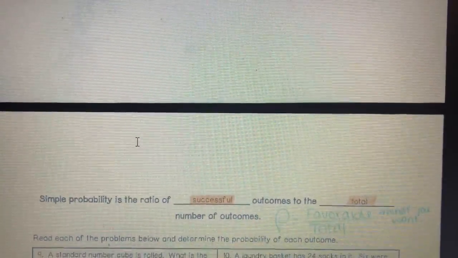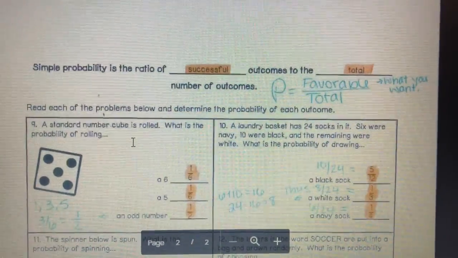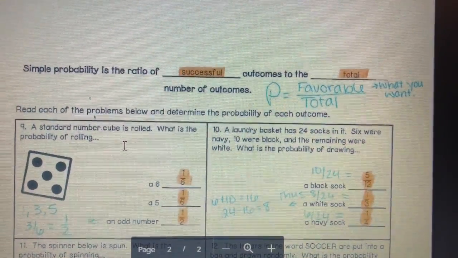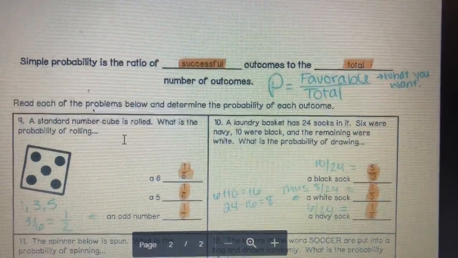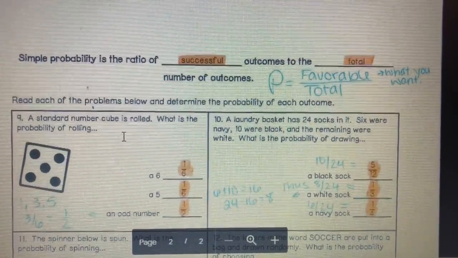On the back page of your notes, and you don't need to print these out or anything, you just need to read through them and kind of know what it's talking about. You can take your own notes if you wish on your own paper. So simple probability is the ratio of successful outcomes to the total number of outcomes. We're going to write that as a fraction.